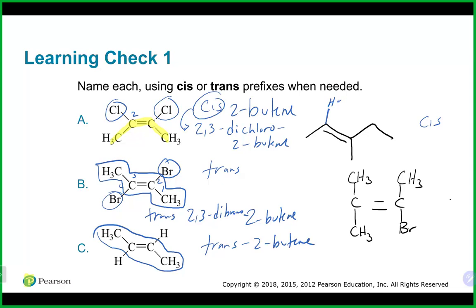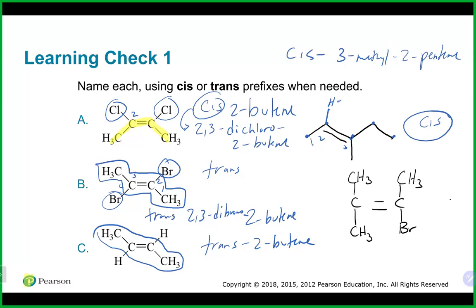The one I made up, I have no idea. Let's see. 1, 2, 3, 4, 5. And I'm thinking 1, 2, and that'll be 3 there. So I'm thinking like a 3-methyl. I counted 5, I think, right? So 2-pentene. And we went with cis, I think, right? So cis in that case.